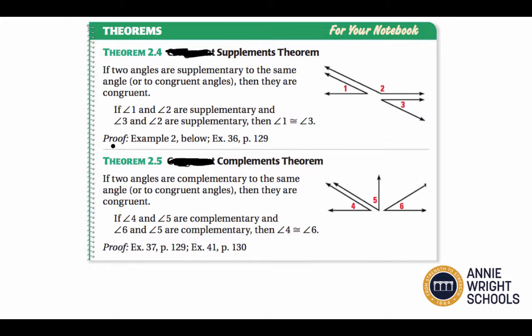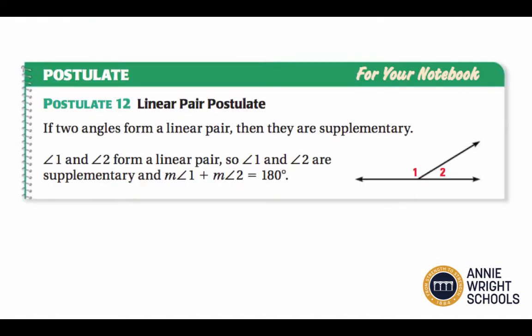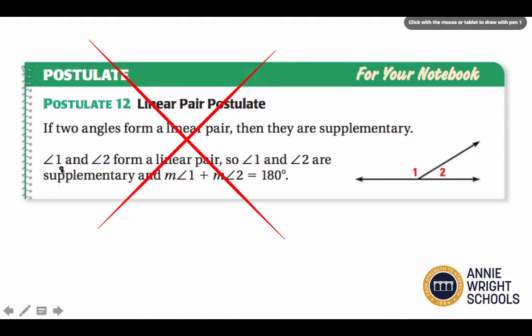The next theorem is not a theorem according to our book, and I completely disagree. We are not going to call this a postulate. We're actually going to prove it right now. If two angles form a linear pair, then they're supplementary. I don't know why the book decides to call this a postulate. I think it's lazy. I think it's easy to prove given definitions that they've given us in the book.